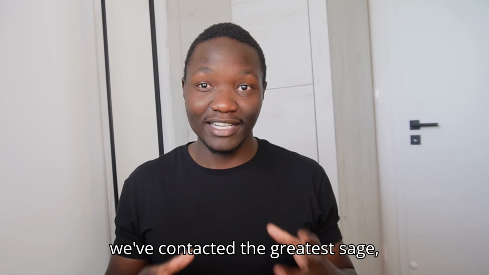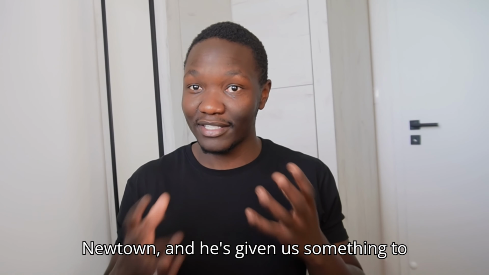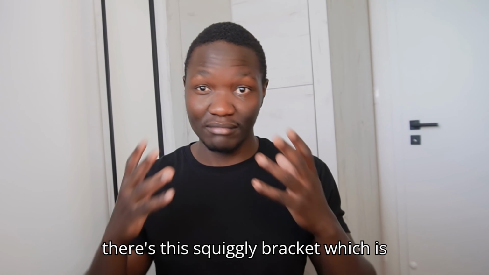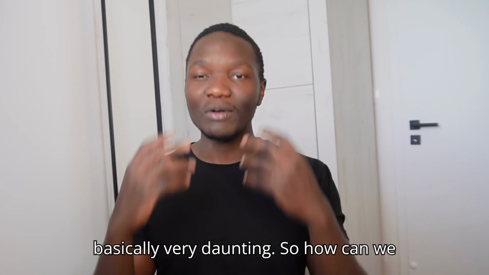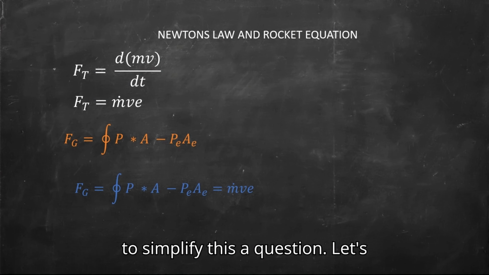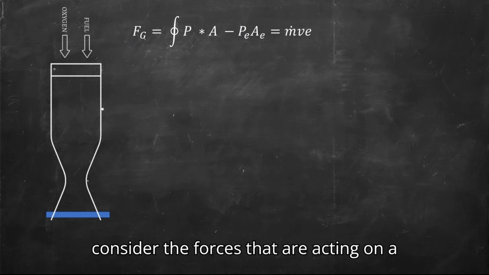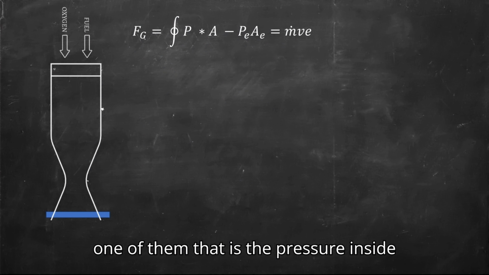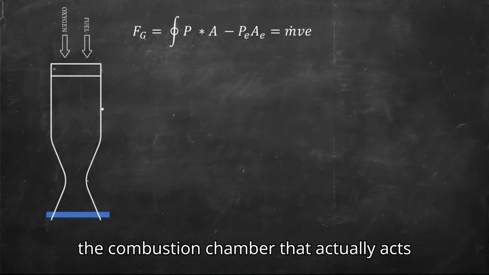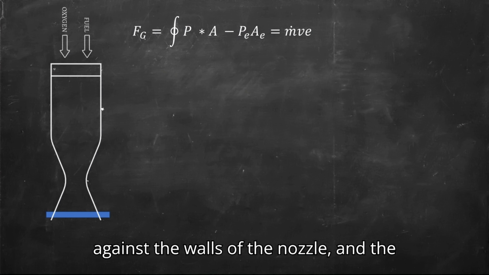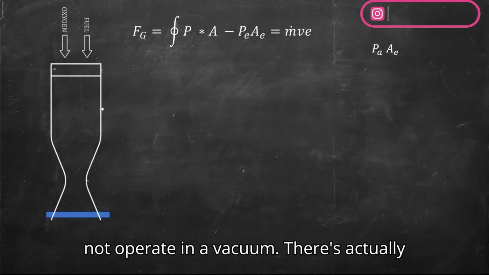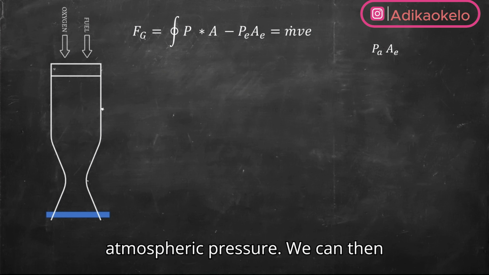Okay, we've contacted the greatest sage, Newton, and he has given us something to live by. But looking at this equation, there's this squiggly bracket which is very daunting. So, how can we get rid of that? To simplify this equation, let's consider the forces that are acting on a rocket. We've already spoken about one of them, that is the pressure inside the combustion chamber that acts against the walls of the nozzle. And for the same reason, the rocket itself does not operate in a vacuum. There's a retarding force that's caused by atmospheric pressure.